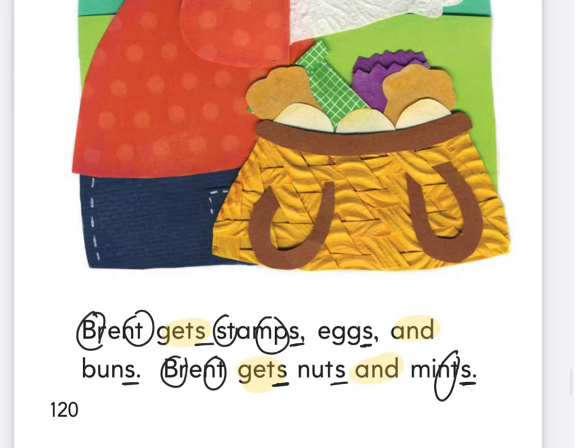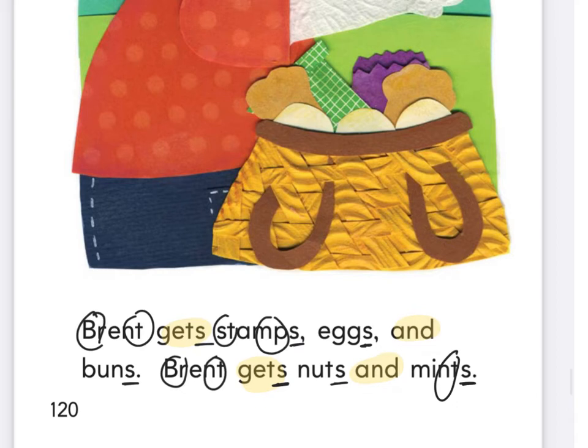Okay, what are stamps? What's a stamp here? Like you put it on an envelope. And did you know that stamps cost money? Because you have to pay to send a letter in the mail. So that's what the stamp is. You pay the money for the stamp, and then you put it on your letter, and you can send it in the mail. What are buns?